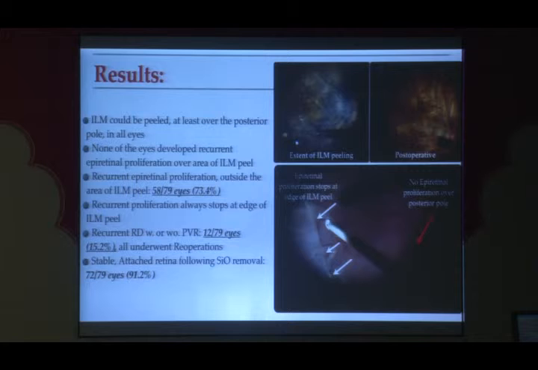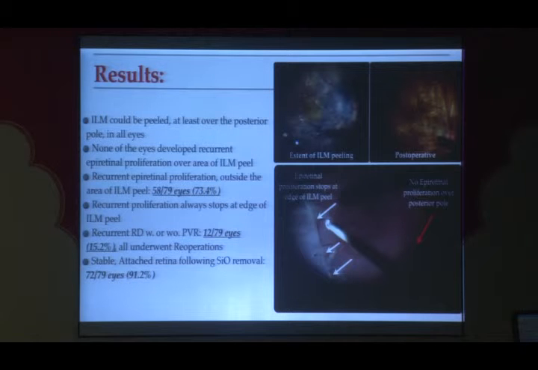And this is at the time of silicon oil removal. Again, proliferation is away from the posterior pole, so the function of the posterior pole is preserved. ILM could be peeled at least over the posterior pole in all cases. None of the eyes developed recurrent epiretinal proliferation over the area of internal limiting membrane peel. Recurrent epiretinal proliferation outside the area of ILM peeling was encountered in 58 eyes. Recurrent proliferation always stops at the edge of the ILM peeling.